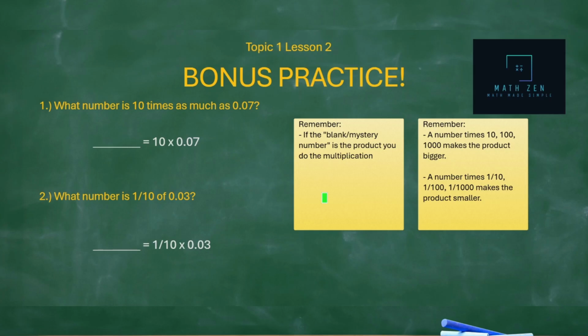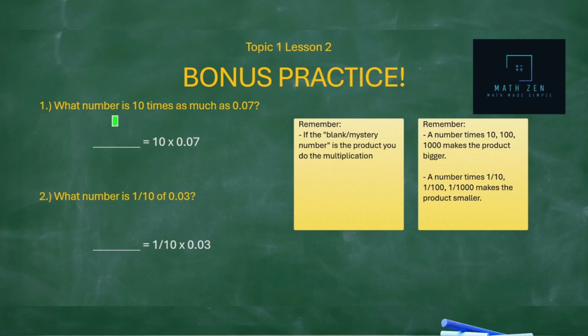This post-it is going to serve as a very huge reminder or help for you in answering questions that are worded like these two. It says, if the blank or mystery number is the product, you do the multiplication. The second post-it is a general reminder that whenever you're multiplying a number by 10, 100, 1000, you're making the product bigger. And if you're multiplying by 1/10, 1/100th, 1/1000th, you are making the product smaller.